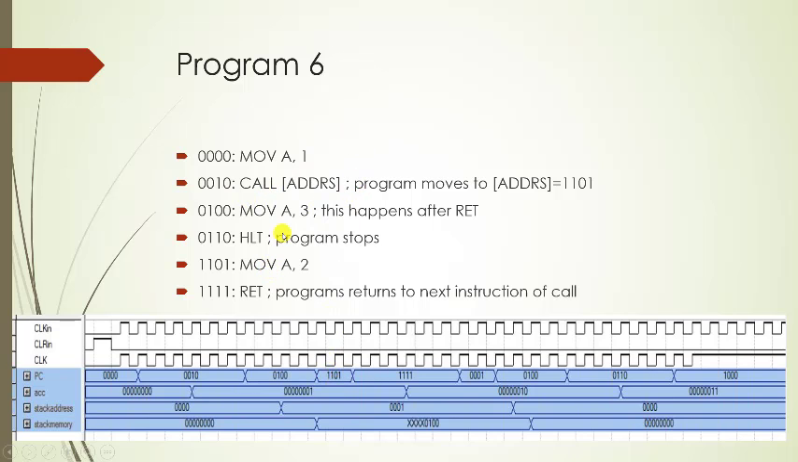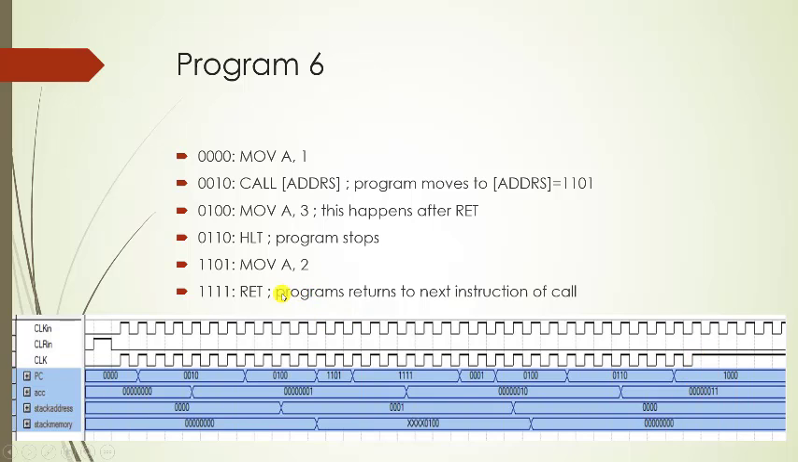After the call statement, we do move A 2. Here we can see that 2 has moved into the accumulator, and then we do the return statement. So after the return statement, the program will move to the instruction after the call statement, which is 0100. Here we can see 0100. Then we move A 3. Here we can see that A has the value of 3, and then the program halts.